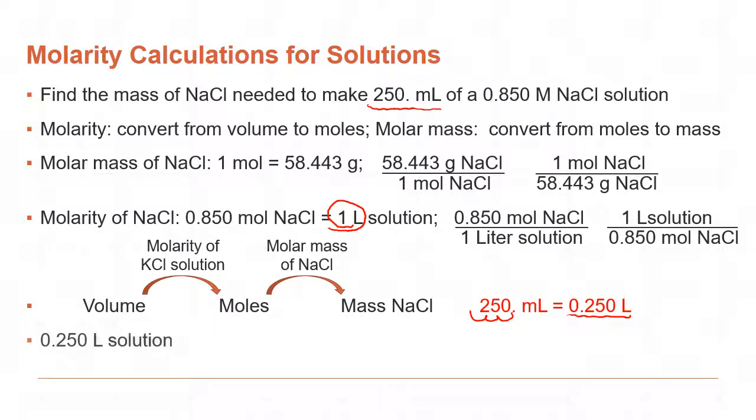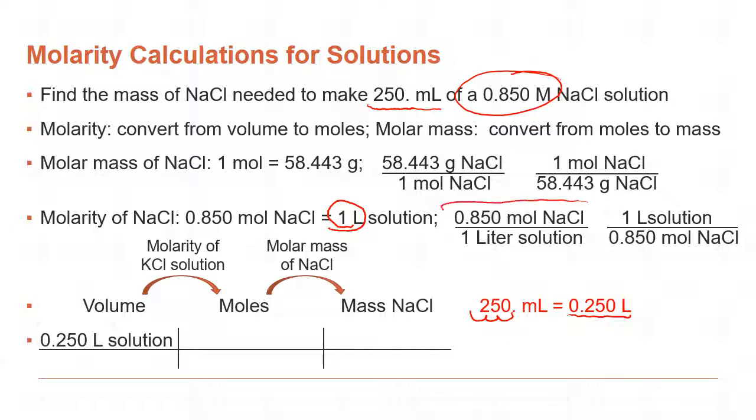So let's put that in first. The first step will be to convert the volume of that solution into the number of moles of NaCl. For that, I'm going to use the molarity as a conversion factor. I want to cancel liters and keep moles, so I'm going to select this particular conversion factor: liters in the bottom, moles in the top. My liters then cancel, leaving me with moles. So that tells me how many moles of sodium chloride I need.